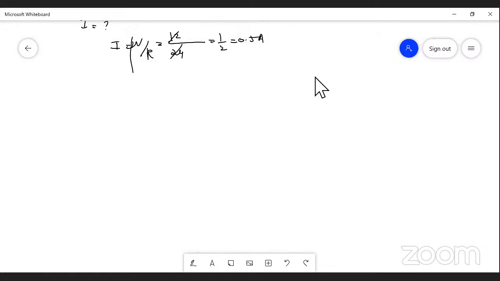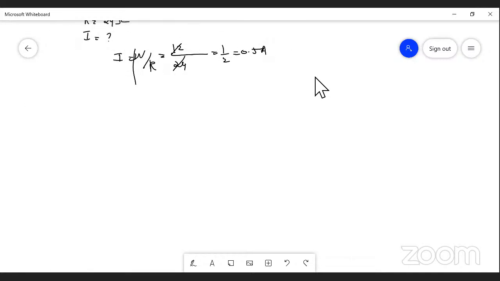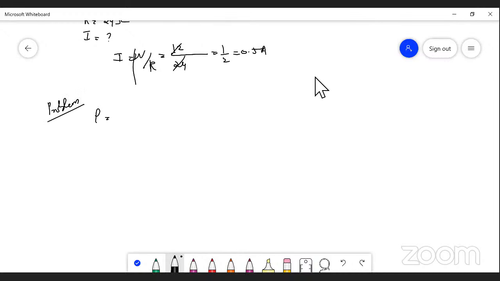Calculate the electrical conductivity of the material of a conductor of length 3 meter, area of cross section 0.02 millimeter square, and having a resistance of 2 ohm. You are asked to calculate electrical conductivity, if the conductor has length 3 meter, area of cross section 0.02 millimeter square, having a resistance R of 2 ohm.